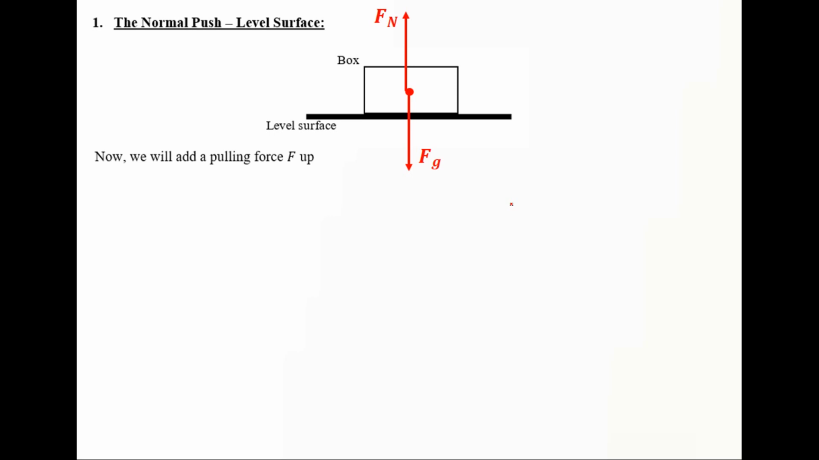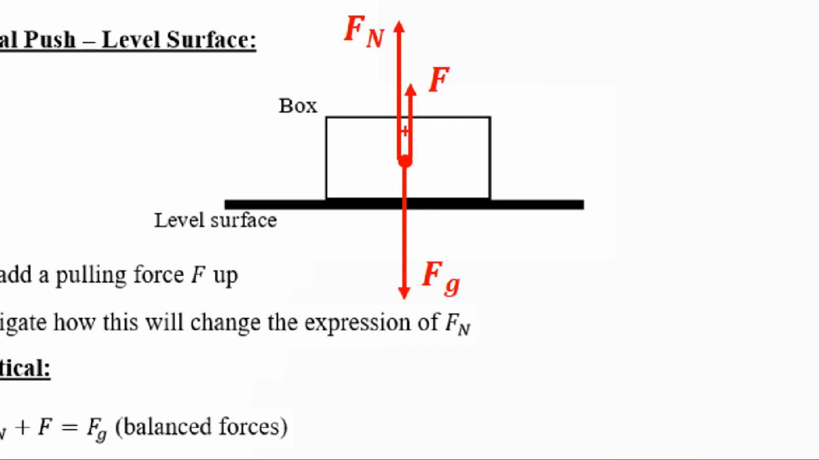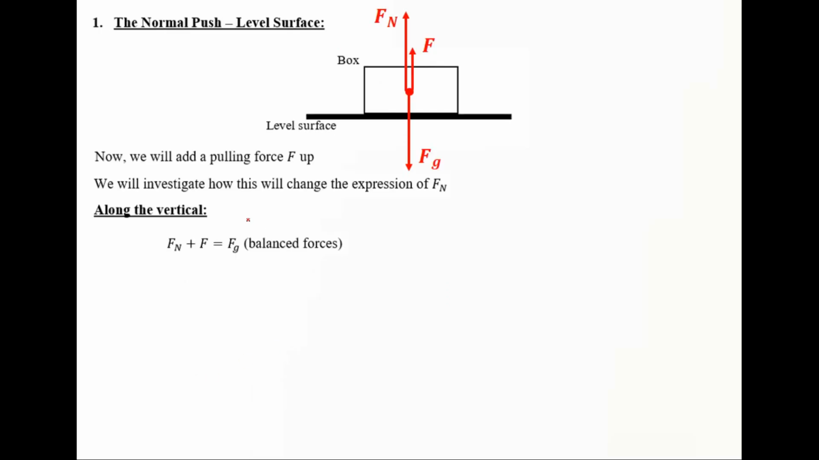Now we will add a pulling force F up. So we're pulling the box away from the level surface. We will investigate how this will change the expression of the normal push. Along the vertical, the forces up are equal to the forces down, so the normal push plus capital F, the pulling force, is equal to the pull of gravity because they are balanced forces. And if we're searching for the expression of Fn, then Fn would be given by Fg minus F.